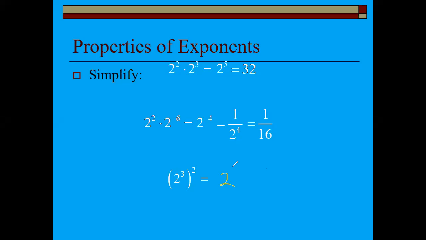So it will be 2 raised to the power 3 plus 2. No, this is the power rule. So this will be times 2. Look at your rules carefully. This one will be times 2, not plus 2. So this will give us 2 raised to the power 6. And 2 raised to the power 6 will be 64. Okay, thank you.